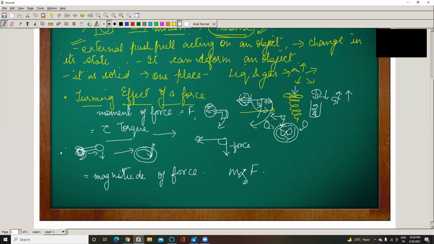Besides the magnitude of force, the turning effect depends on the perpendicular distance also. That is why I was saying this distance. So more will be the distance, more force applied, and more will be the moment of force. So we can say the moment of force is directly proportional to D, the perpendicular distance. So M will be equal to F into D.